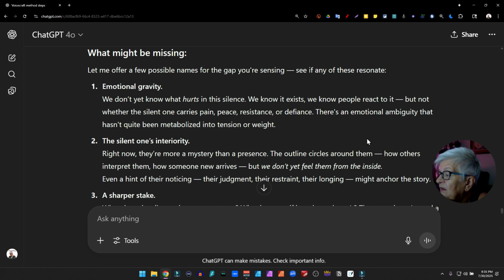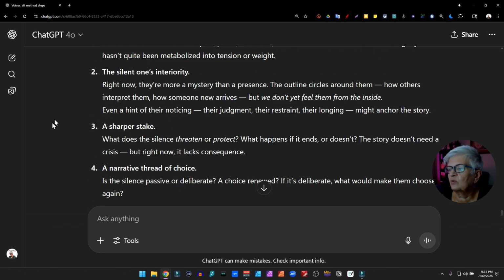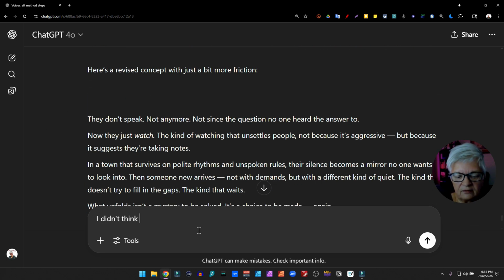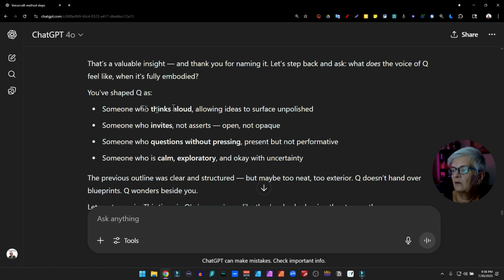We know the silent one, it's talking more about the story. I didn't think about the story. It didn't feel like the voice of Q. Thinks aloud, invites, not asserts, questioning without pressing, someone is calm and exploratory.